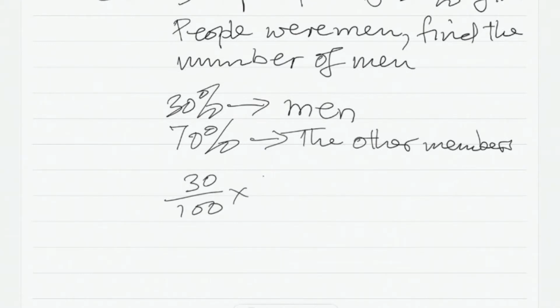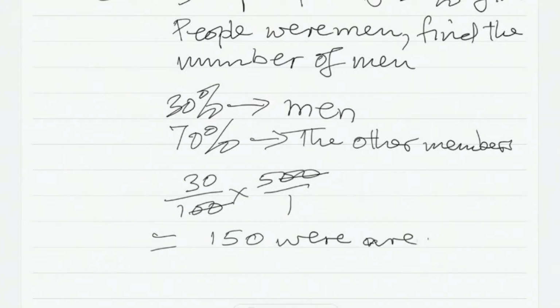So in this case, when they ask to say if 30% of the people were men, find the number of men, then we are going to simply say 30 over 100 times 500 people over 1. In this case, we are going to divide 100 into 100, it gives us 1. 100 into 500, it gives us 5. So 5 times 0, that is 0. 5 times 3, that is 15. So the number of men who were in the meeting were 150.